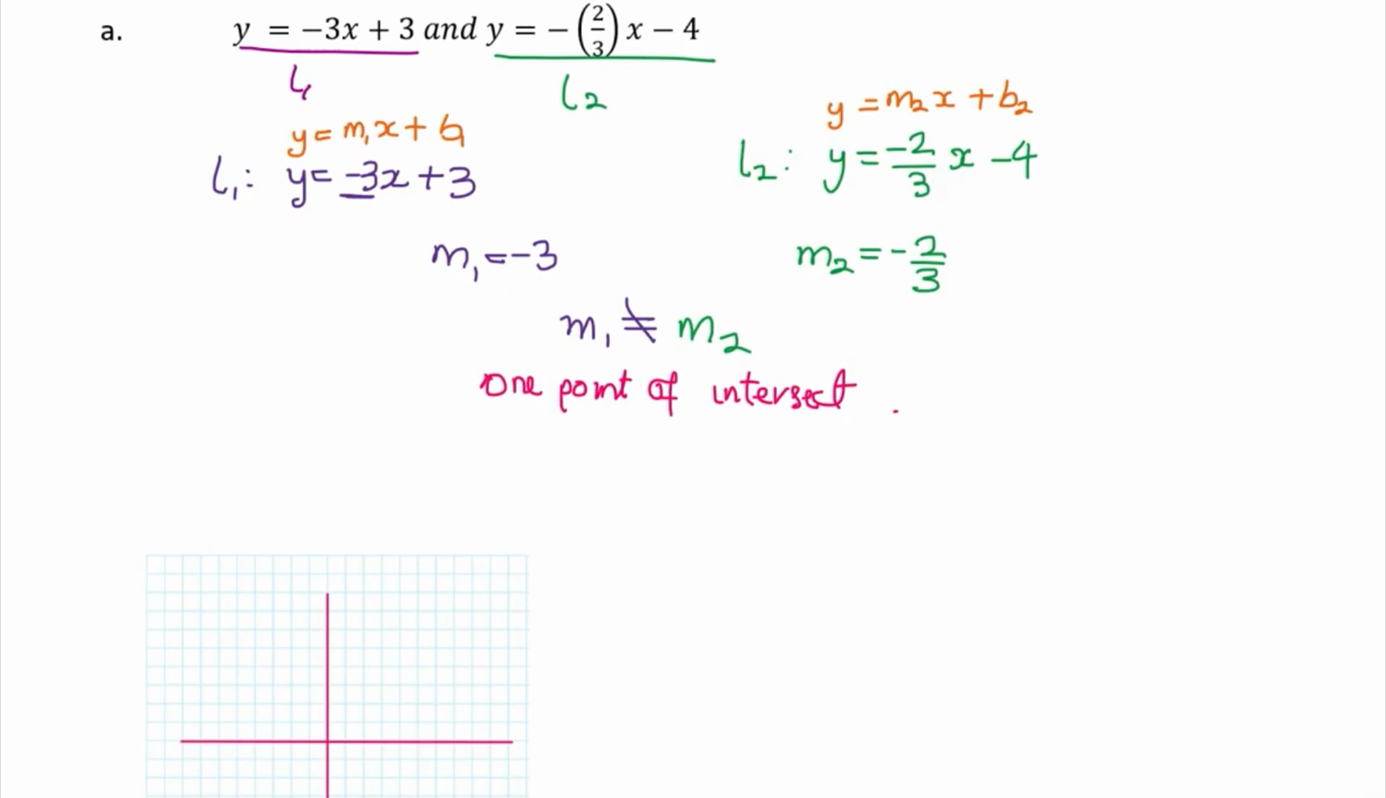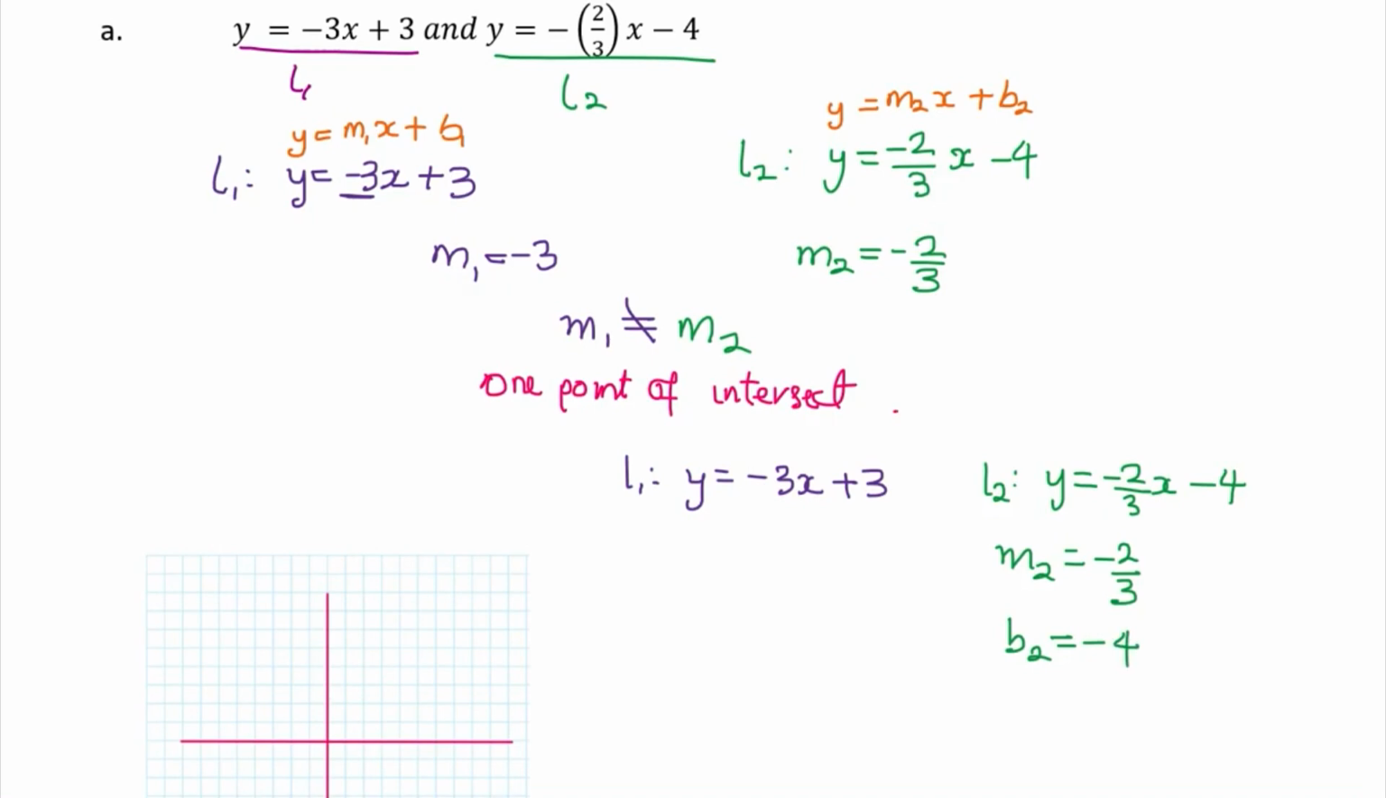So what we have to do is look at line one and label the slope and the y-intercept, and apply that same logic to line 2 and then graph it. So in here, line 2 is equal to negative 2 over 3x minus 4. So in here, m2 is equal to negative 2 over 3, and we know that the b2 in that question for line 2 is equal to negative 4.